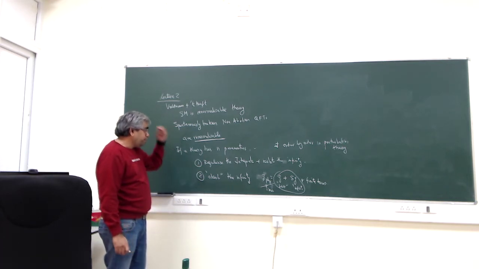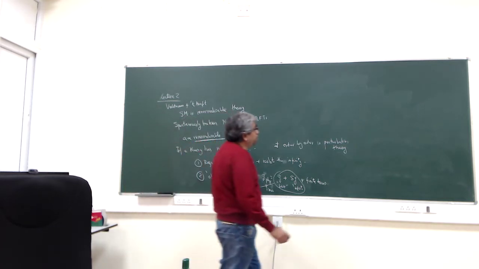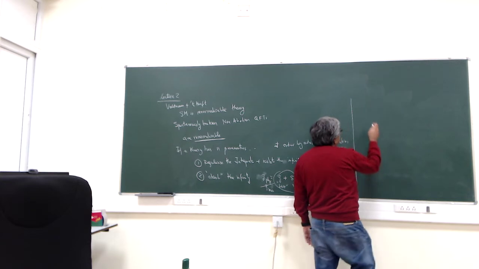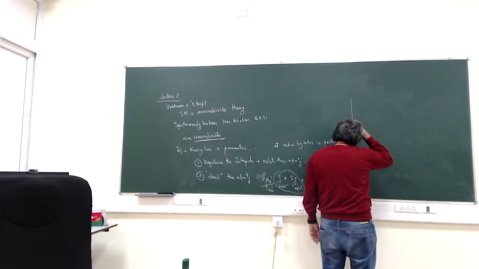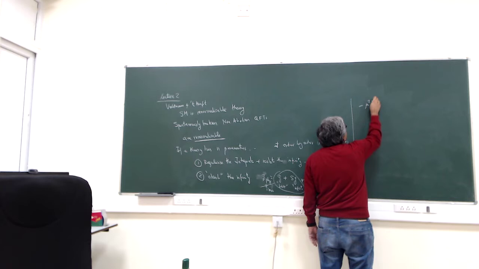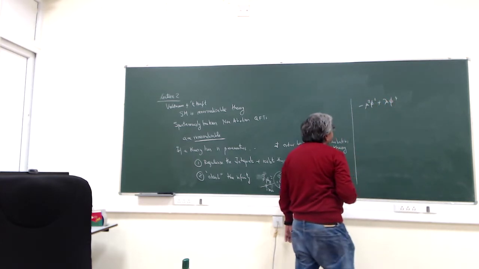Now, where do these infinities come from? Let's take a simple example of the phi^4 theory, or a Yukawa theory. Okay, let's take a simple example of the phi^4 theory. It also happens in Yukawa theory.